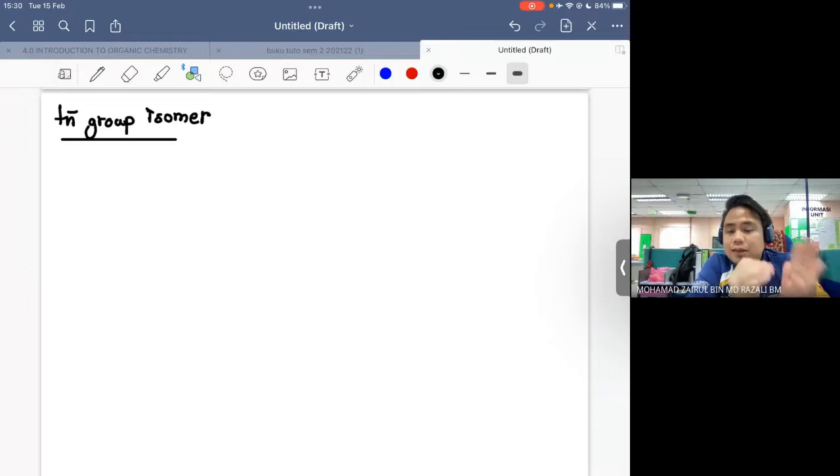Functional group tu kalau ada alkene, sorry, kalau ada carbon-carbon double bond, dia adalah carbon-carbon double bond. So kalau dia hydroxyl, ubah position apa pun, dia masih sama. Functional group dia hydroxyl. Tapi untuk functional group isomer, kita ubah terus. Type of functional group tu, kita terus ubah dia.